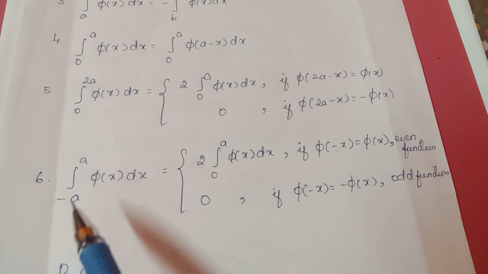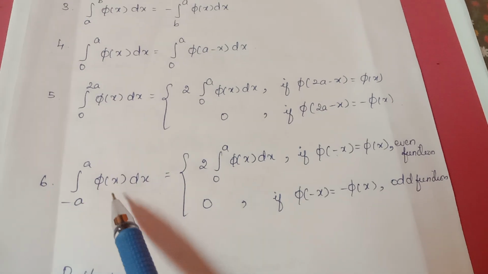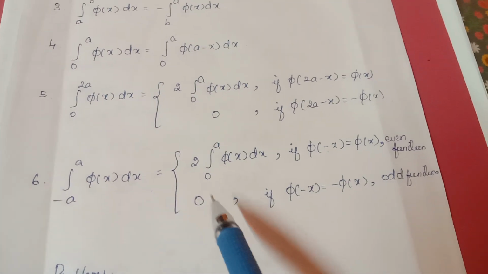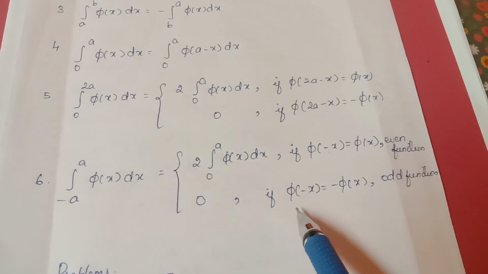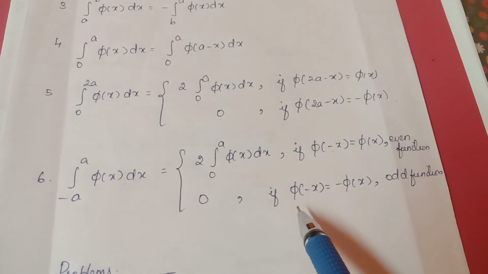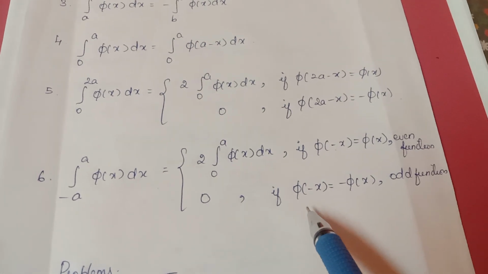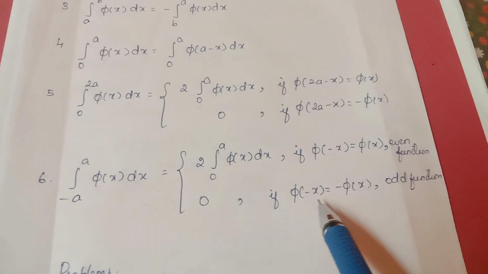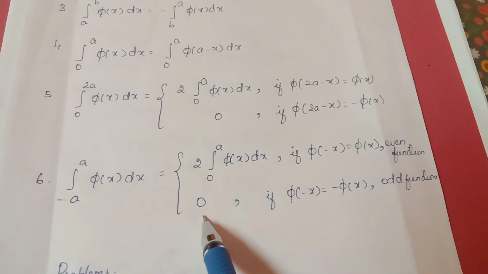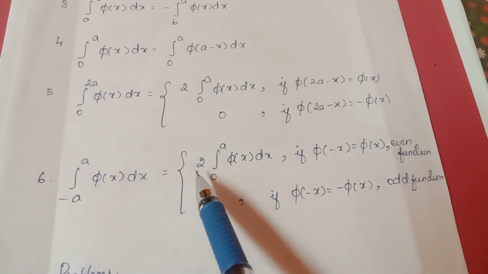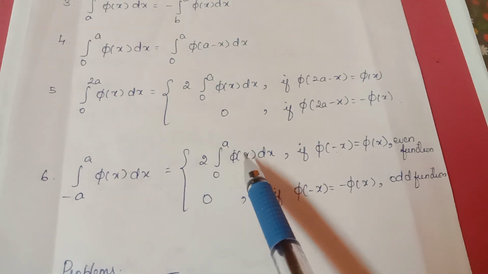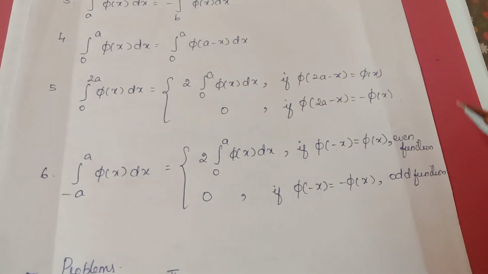Then the next one is integral minus a to a phi of x dx is equal to 0 when phi is an odd function. Odd function means what? That is the function for which, when you apply minus x instead of x, it becomes the negative of that function. So for an odd function, the value of the integral is equal to 0. For an even function, the integral is equal to 2 times integral 0 to a phi of x dx.